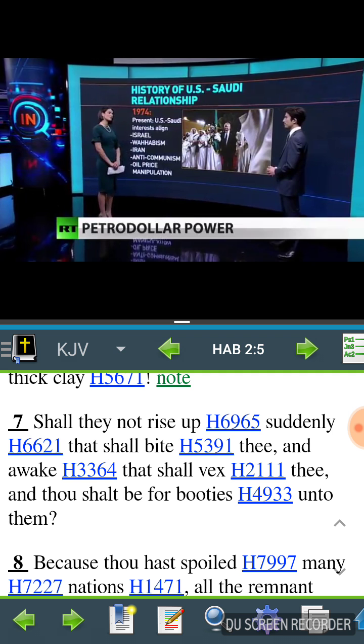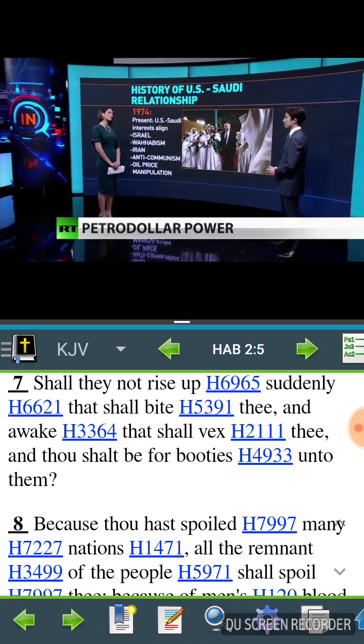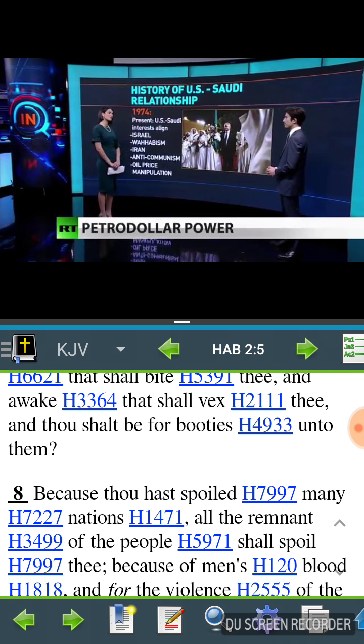Shall they not rise up suddenly, that shall bite thee, and awake, that shall vex thee, and thou shalt be for booties unto them? Yeah, man, so the different nations, all right, are going to start attacking, man. They're going to start getting pissed off, and you're seeing it right now. Even nations that are allied with America, all right? Nations that are part of NATO and the EU, okay? Britain, France, these nations, Germany, all right?